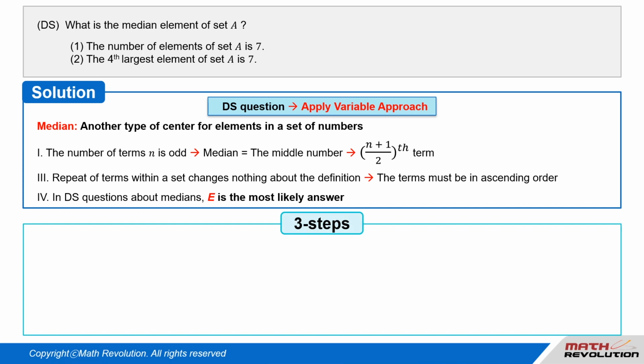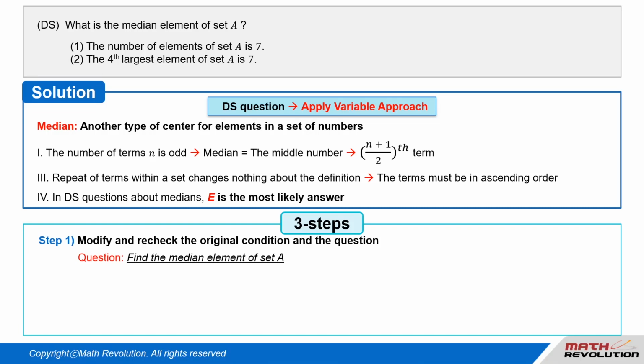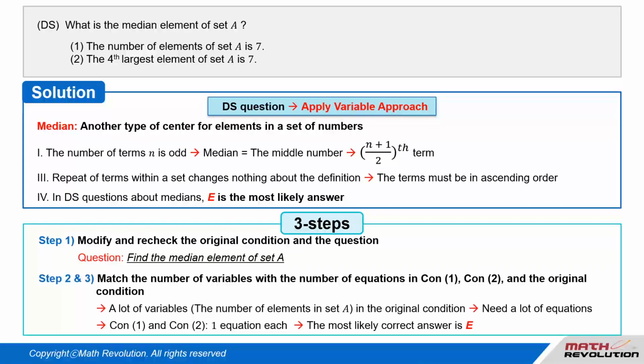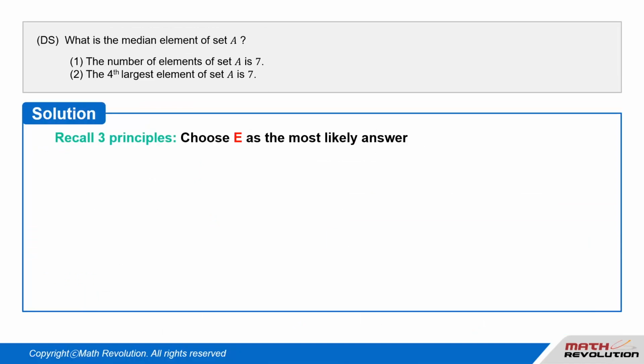Let's apply the 3 steps suggested previously. Follow the first step of the variable approach by modifying and rechecking the original condition and the question. We are asked about the median element of set A. Follow the second and the third steps. From the original condition, we have a lot of variables, the number of elements in set A. To match the number of variables with the number of equations, we need a lot of equations. Since conditions 1 and 2 will only provide one equation each, but more equations are needed, E would most likely be the answer. Recall the 3 principles and choose E as the most likely answer.